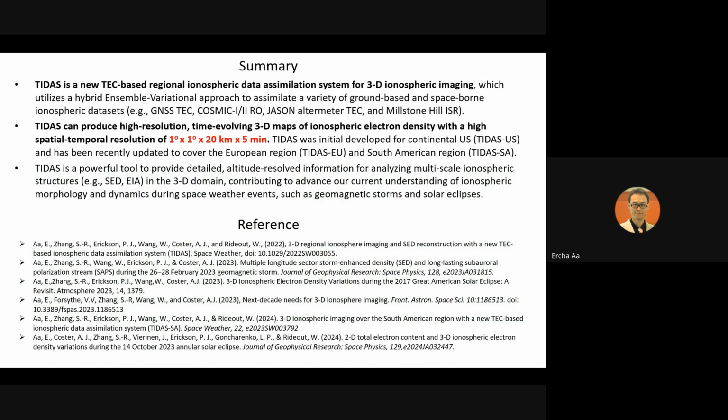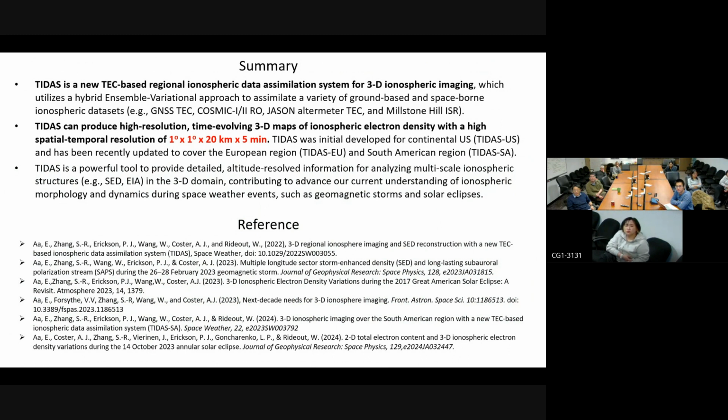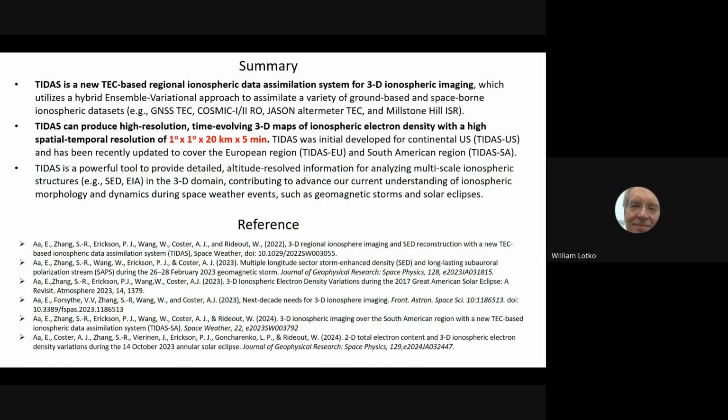Thanks. Okay, next, Bill Larco. Yes. Can you, or have you, seen density structure associated with subauroral polarization streams in TEC? Yes, we saw some cases. There's a main trough, but during the SAPS event, the main trough is deepened and gets a larger reduction that is associated with the SAPS structures.